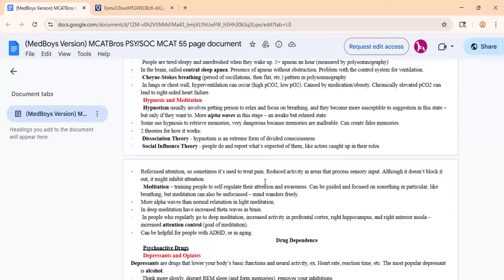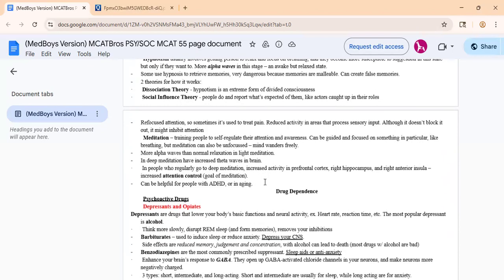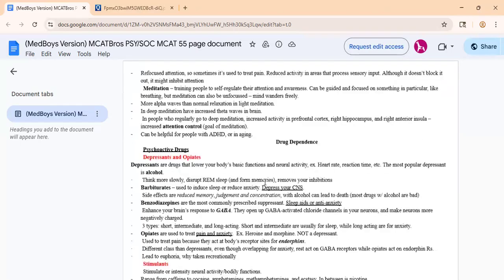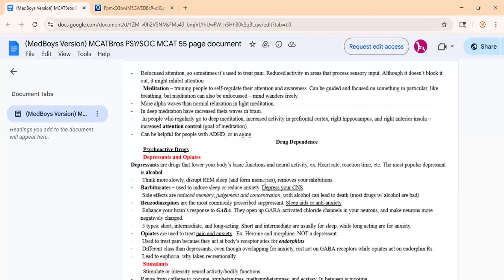Hypnosis, it just involves people relaxing. Dissociation theory involves hypnosis, just an extreme form of divided consciousness. Social influence is that people tend to do what people expect of them, kind of like actors being in a role. Meditation is basically just finding a way to be aware and have attention, and this is very helpful for aging and ADHD.